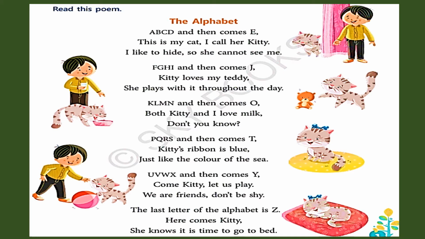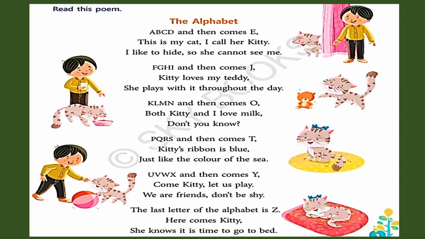The alphabet. A, B, C, D, and then comes E. This is my cat. I call her Kitty. I like to hide, so she cannot see me. F, G, H, I, and then comes J. Kitty loves my teddy. She plays with it throughout the day. K, L, M, N, and then comes O. Both Kitty and I love milk.